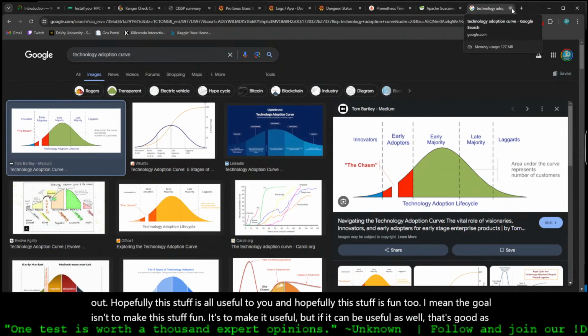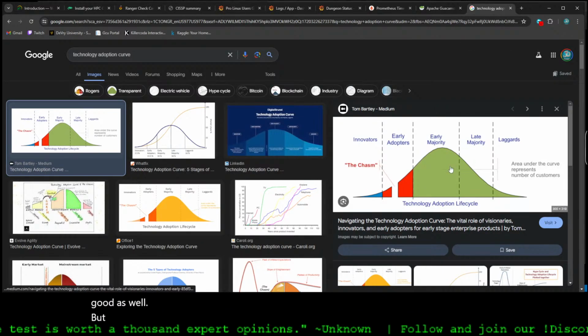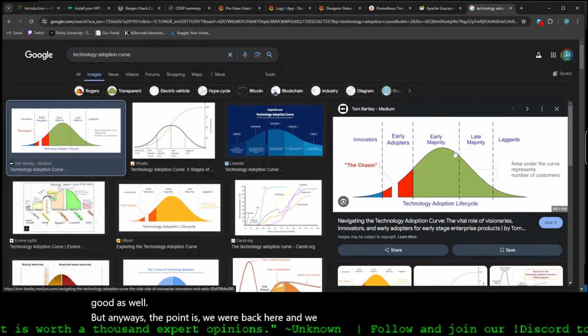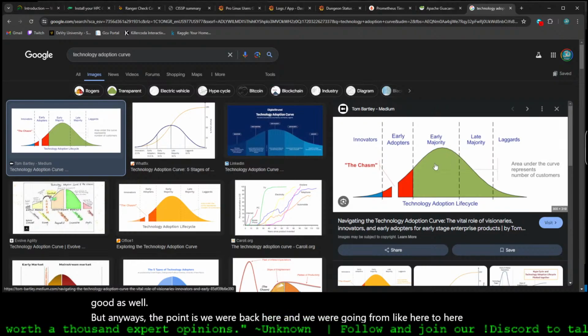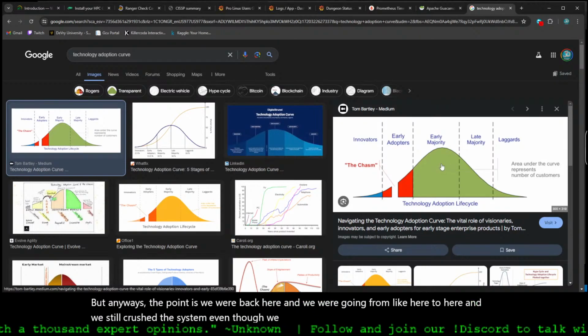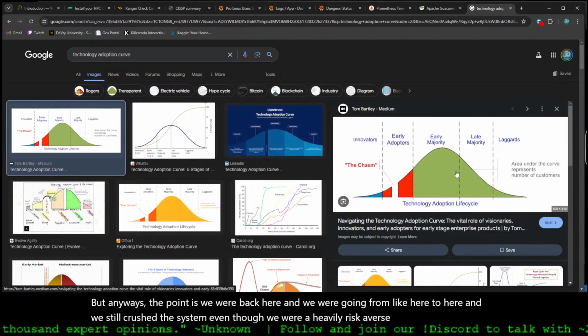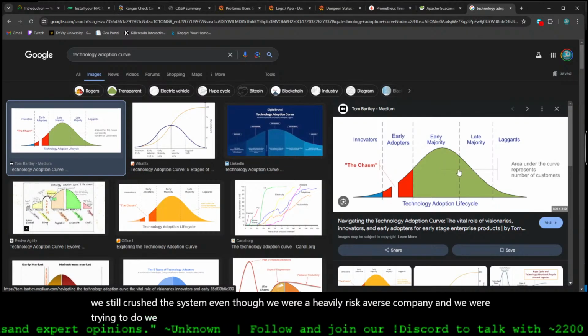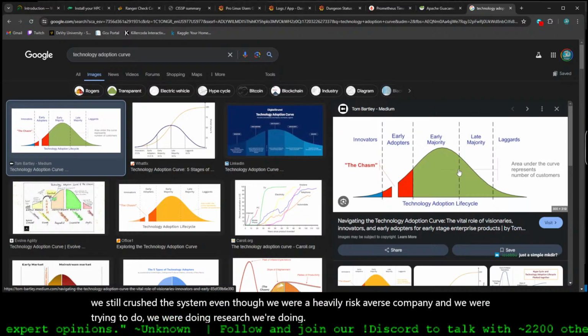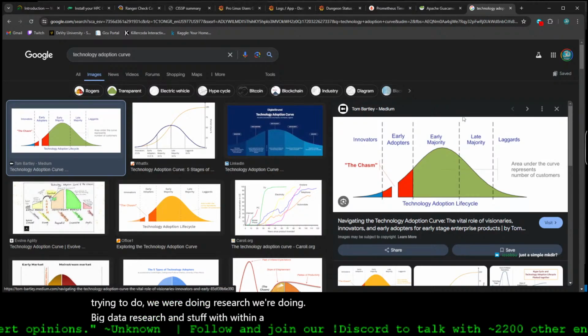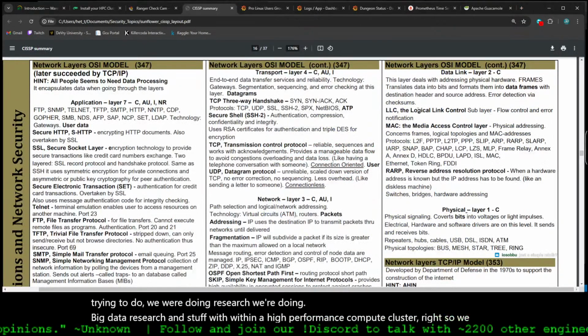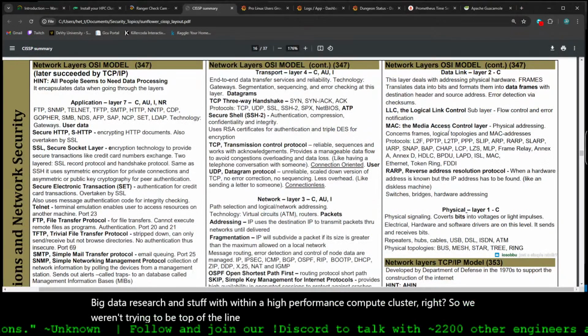But yeah, anyways, the point is we were going from like here to here, and we still crushed the system, even though we were a heavily risk-averse company. We're doing big data research within a high-performance compute cluster, right? So we weren't trying to be top-of-the-line stuff. Anyways, you got your Mac.